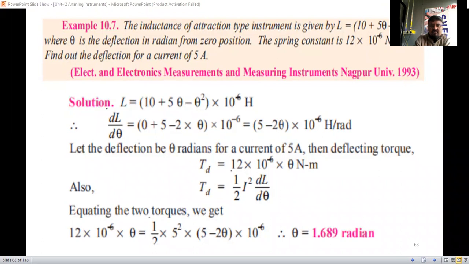You have to solve these problems. You have to practice this one. They will give it as 1.6, 1.7, 1.8 like that. They will give four options along with the problem. Even it may come in the ISC also.